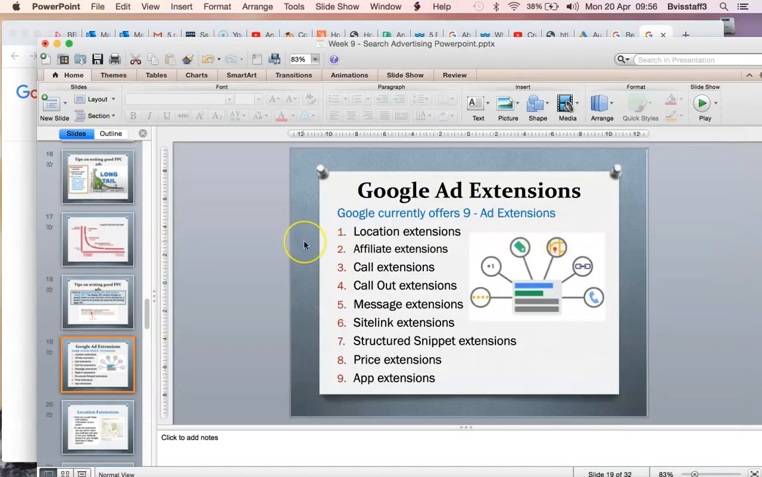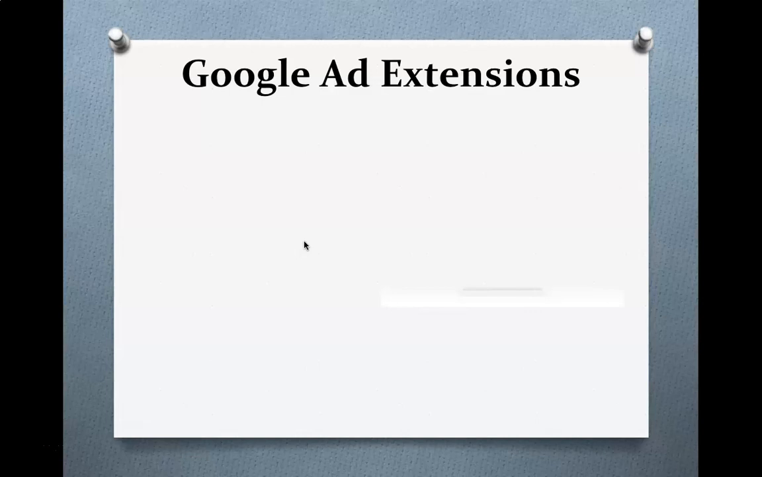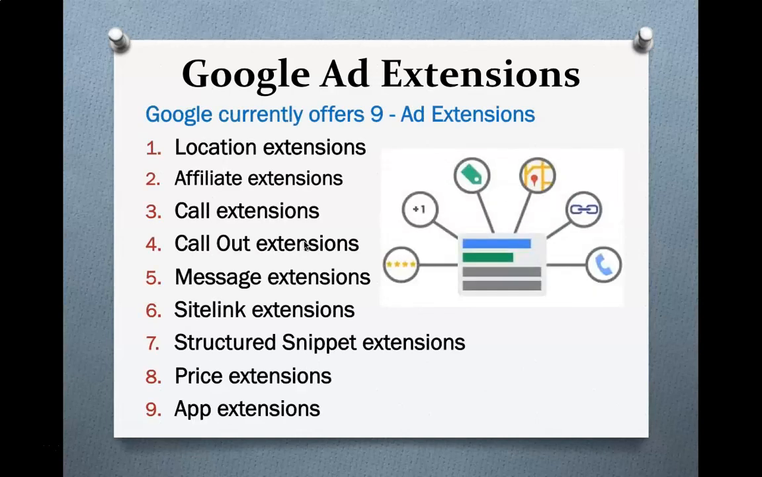But let's look at the different extensions that are available. Currently, Google offers 9 ad extensions. So these are 9 different things that you can set while you're creating your Google AdWords ads. And we'll go through each of them individually.